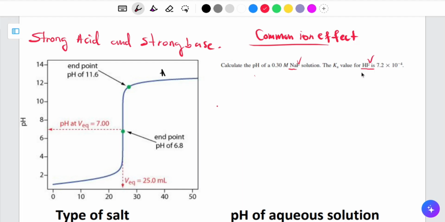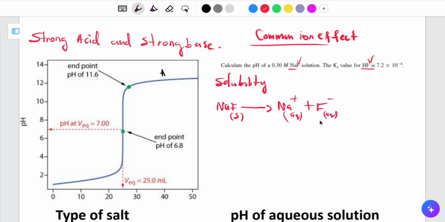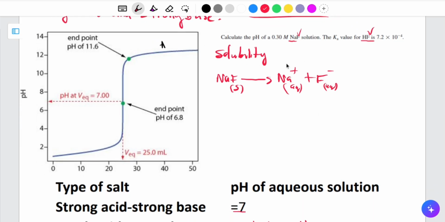So the first thing you need to talk about now is solubility. How soluble is sodium fluoride in water? So according to the dissociation of sodium fluoride, what are we going to have? Remember, this is solid. So we are going to have sodium ion plus fluoride ion, and these have to be aqueous. Then what next? Remember, after talking about solubility, now you need to talk about hydrolysis.